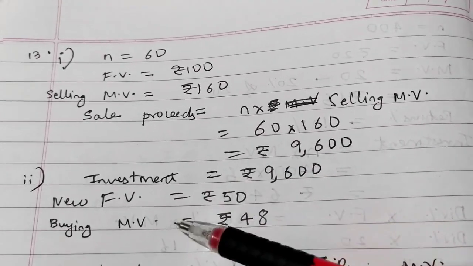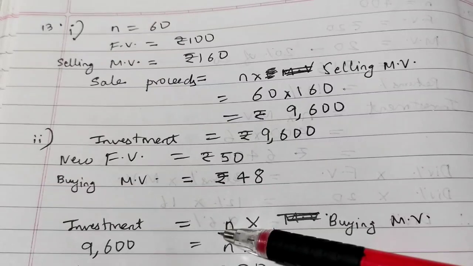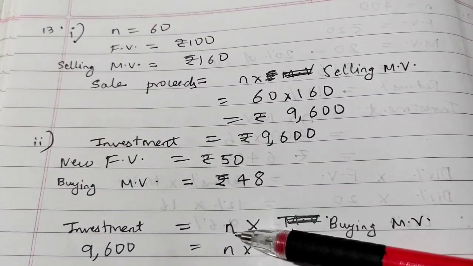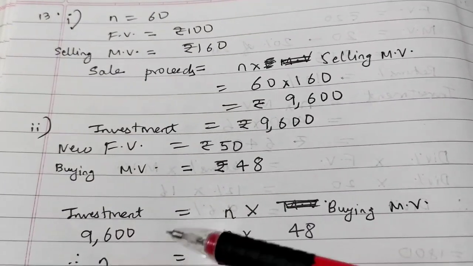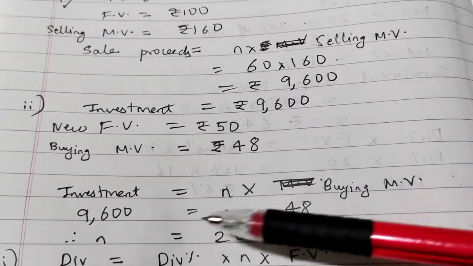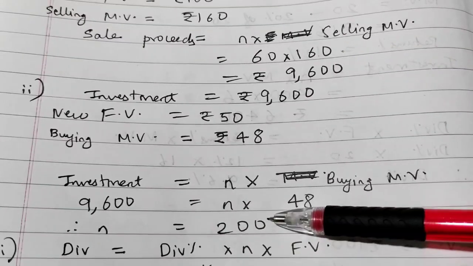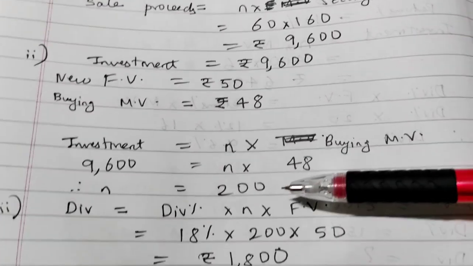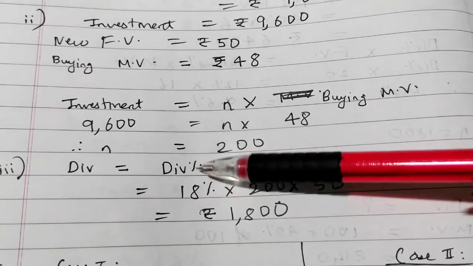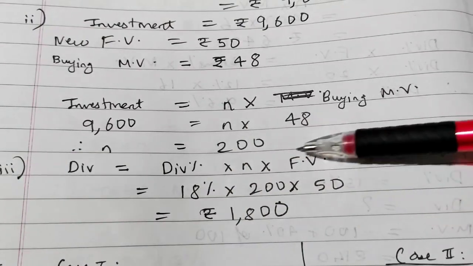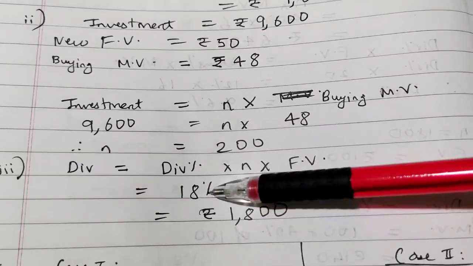Now in the second case, the new face value is 50 rupees and the buying market value is 48. So first we'll find the number of shares that he purchased. So the number of shares which is asked, Roman number 2, will be investment upon the buying market value. If he is totally spending 9,600 and each share costs 48, so he will be able to buy 200 such shares. And now the total income that he will get from the new shares at 18% dividend percent, number of shares being 200 and face value being 50, total income from the second set of shares, the new shares, will be 1,800. Remember, percent means upon 100.